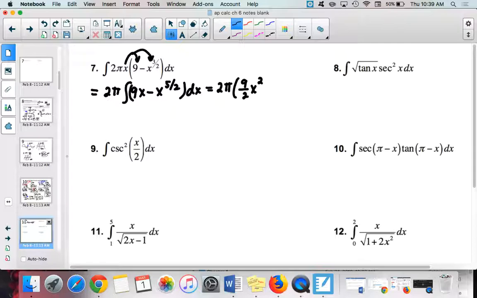How about the x to the 5 over 2? 2/7 x to the 7 over 2. Are you guys getting better at those? Okay. All right, and then I'd probably just multiply the 2 pi in. I mean, you can leave it like that too, but the 2 pi out front, that's a number, so I distribute it. So we're going to get 9 pi x squared.